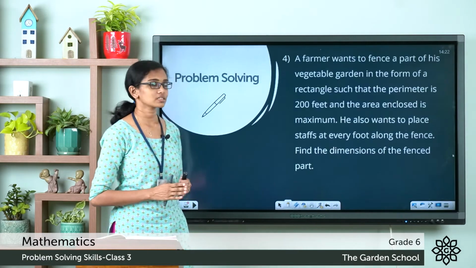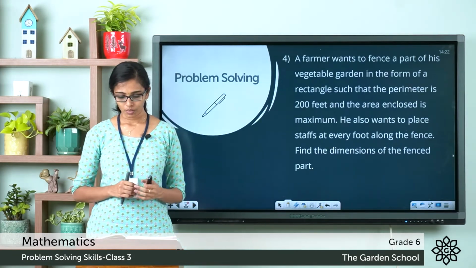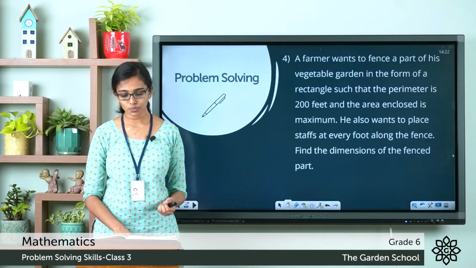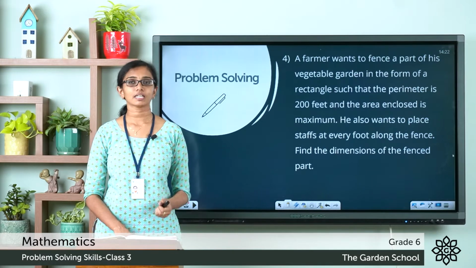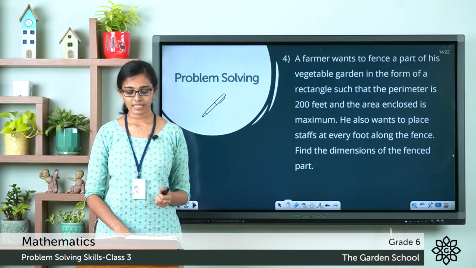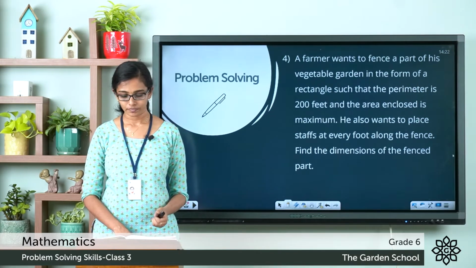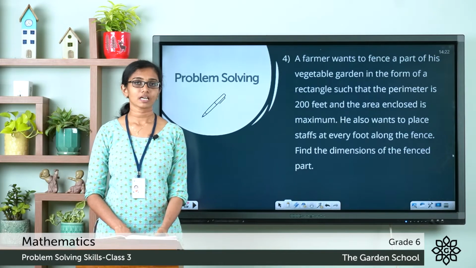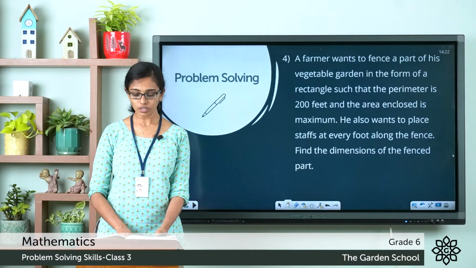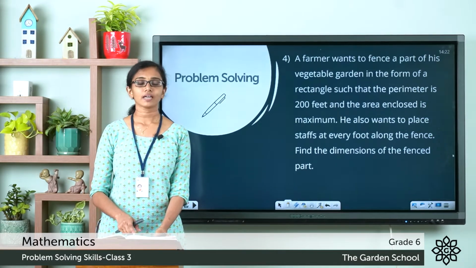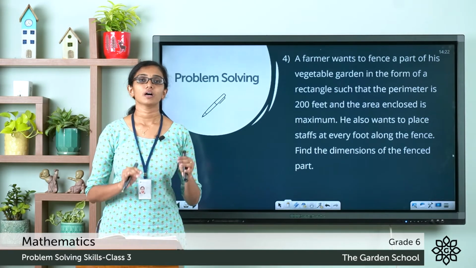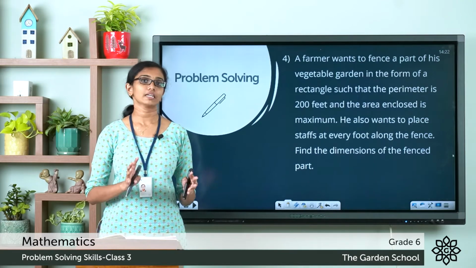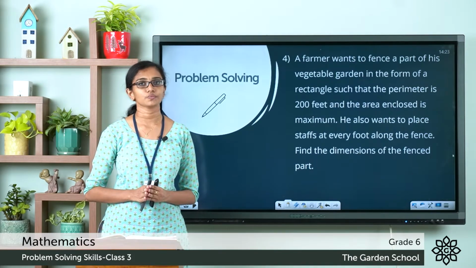So, here the next question says, a farmer wants to fence a part of his vegetable garden in the form of a rectangle such that the perimeter is 200 feet and the area enclosed is maximum. He also wants to place staffs at every foot along the fence. Find the dimensions of the fenced part. First step, read the question carefully and clearly understand what is being given to you.